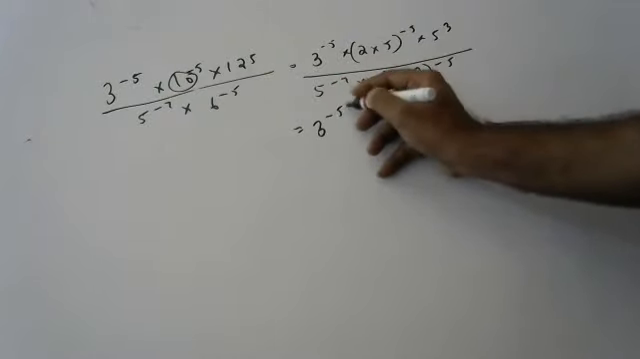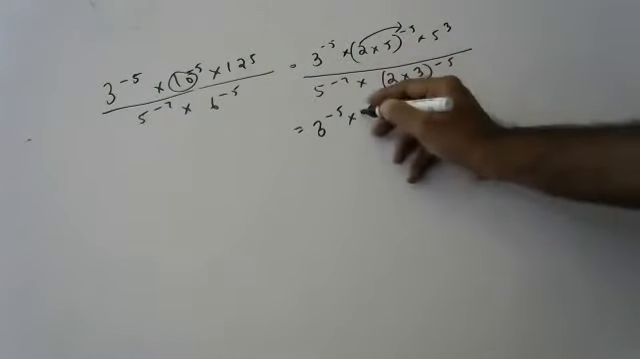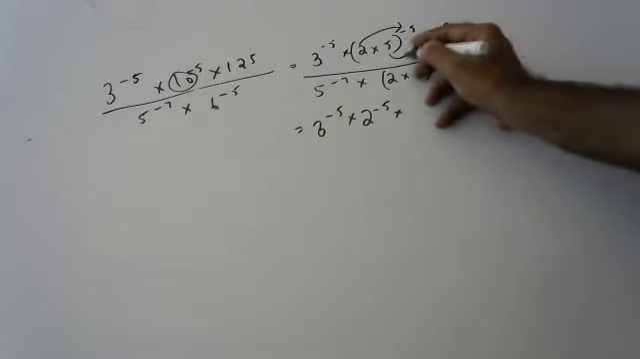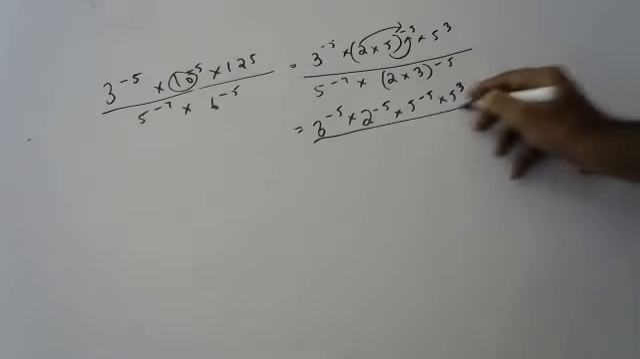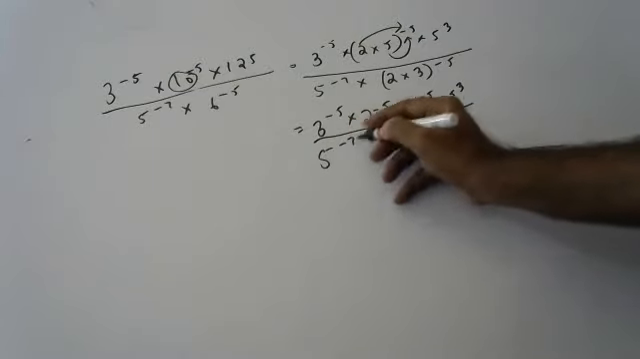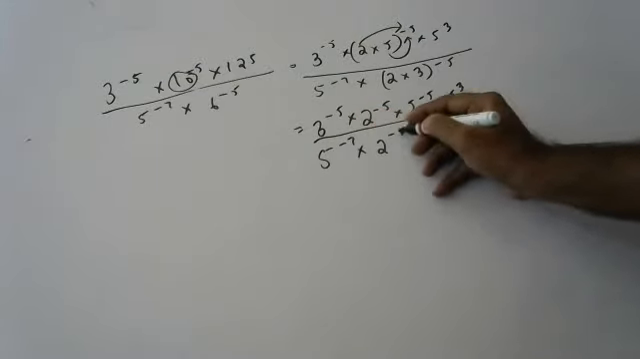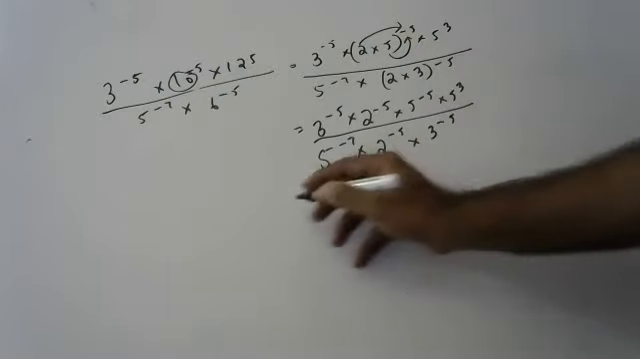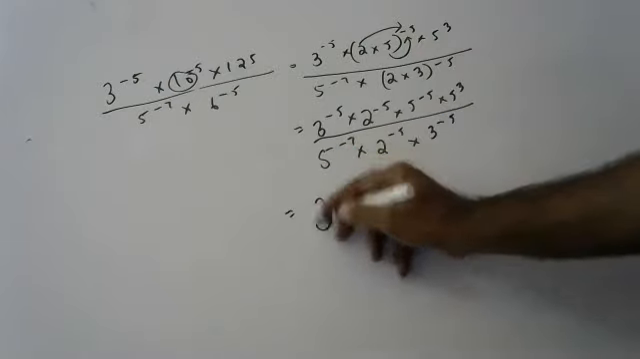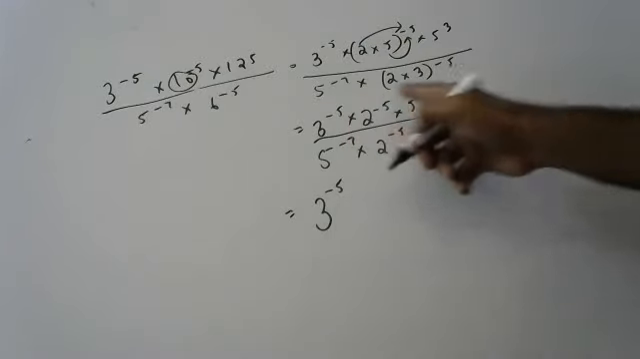6 is 2 into 3 to the power of minus 5. Now give it individually. 3 to the power of minus 5 into 2 to the power of minus 5 into 5 to the power of minus 5 into 5 to the power of 3 by 5 to the power of minus 7 into 2 to the power of minus 5 into 3 to the power of minus 5. Now let's talk about 3. Minus 5 is there originally. Yes, sir.